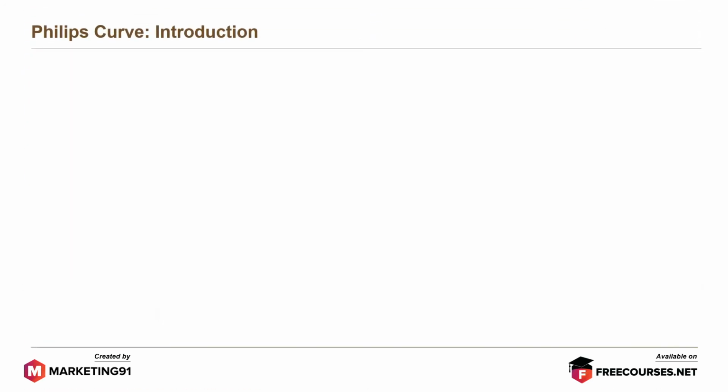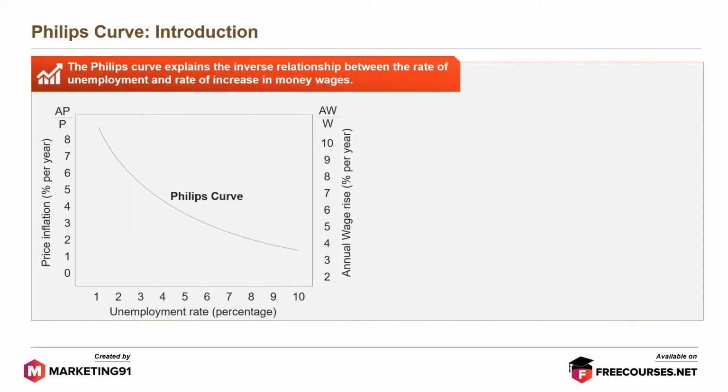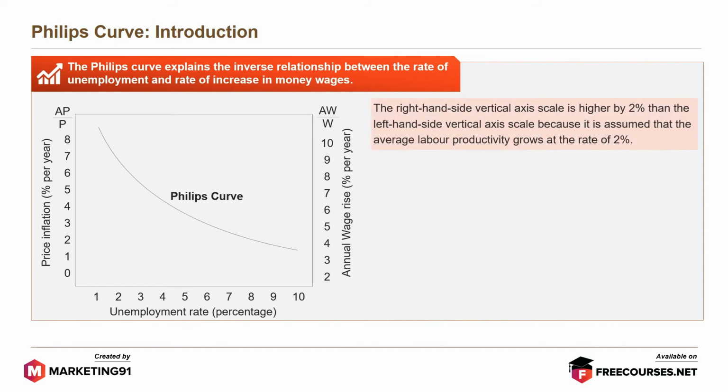The last topic in this video is on the Phillips curve. The Phillips curve explains the inverse relationship between the rate of unemployment and the rate of increase in money wages. The right-hand side vertical axis scale is higher by 2% than the left-hand vertical axis scale because it is assumed that the average labor productivity grows at the rate of 2%. Thus, the inflation rate is always 2% less than the increase in wage rate.